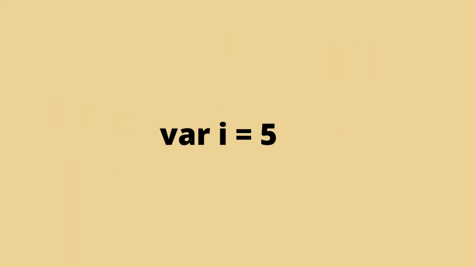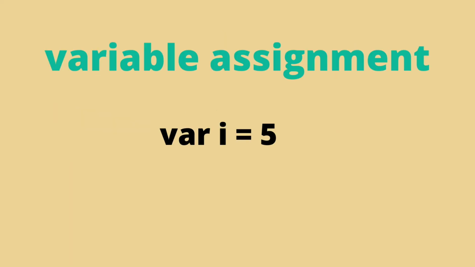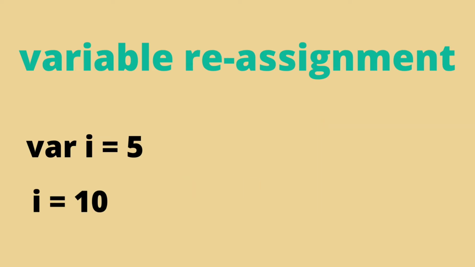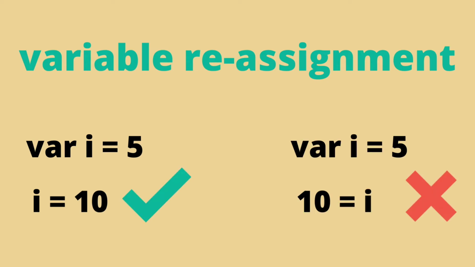We're talking about variable assignment. We say variable name I is equal to 5. This is the way to write it. We can't say 5 is equal to I. Even when we are reassigning the value from 5 to 10, we will have to write I is equal to 10, not 10 is equal to I. This is not the right way.